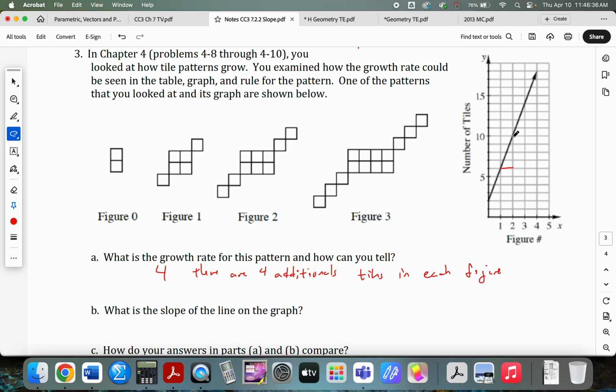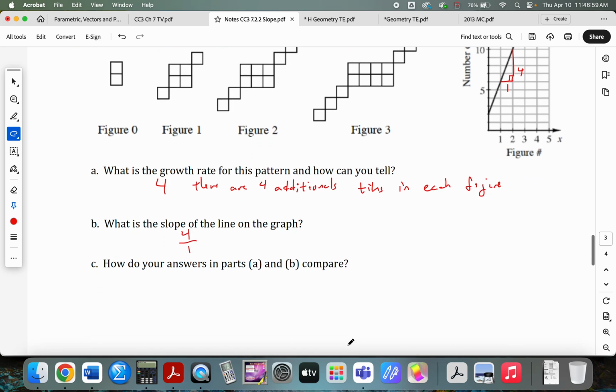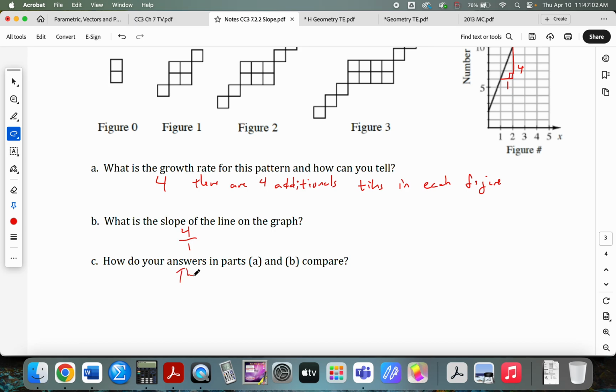So this is 4 and this is 1. The slope is 4 because it's 4 over 1. Remember, the slope is going to be how much our graph is moving up as it moves over. So for part C, they're the same. So we've been waiting this long to actually talk about slope. Slope and growth rate, same thing.